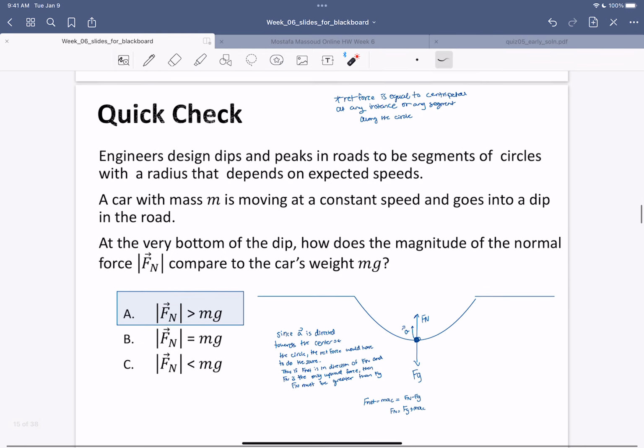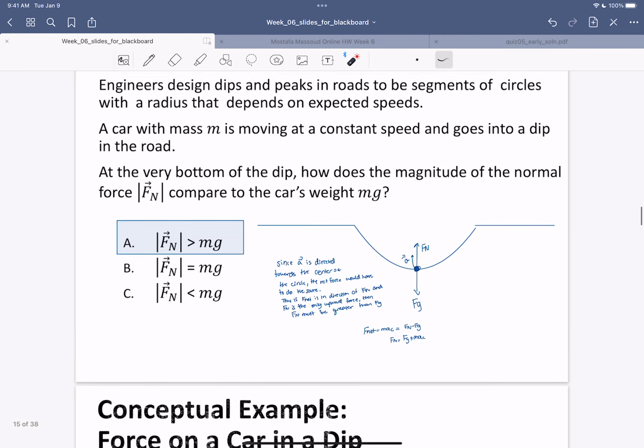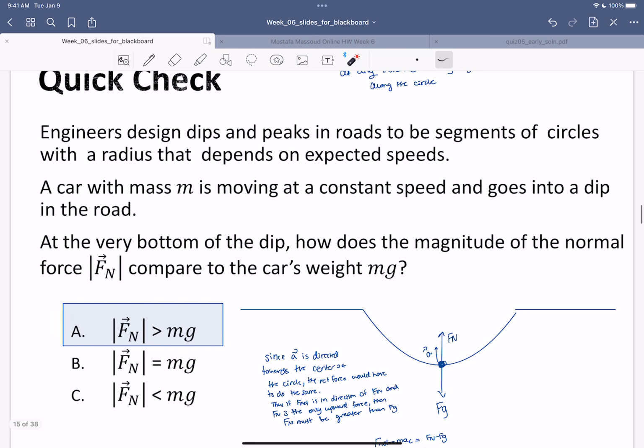But yeah, now when it comes to these types of problems where you have some kind of circular motion, especially with a car, it says engineers design dips and peaks in roads to be segments of circles, the radius that depends on expected speeds. A car with mass m is moving at a constant speed and goes into a deep dip in the road. We know that constant speed here indicates uniform circular motion, so we're going to have a centripetal acceleration, especially since we have this circular pathway.